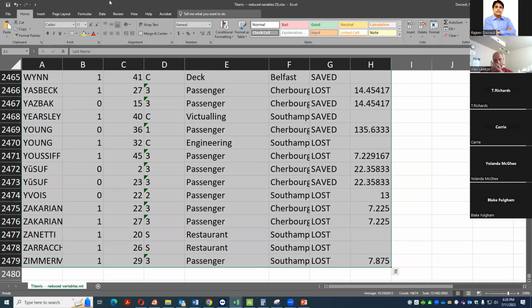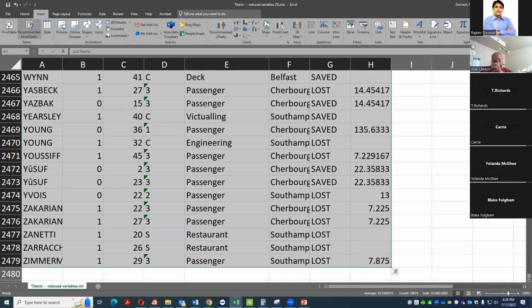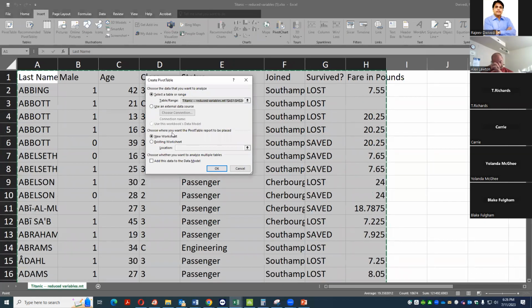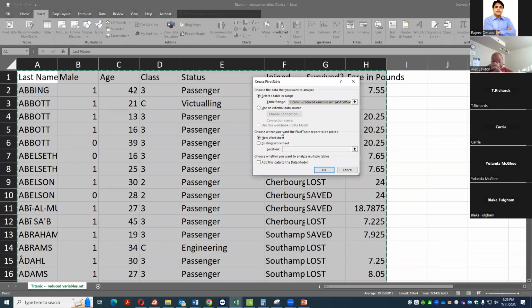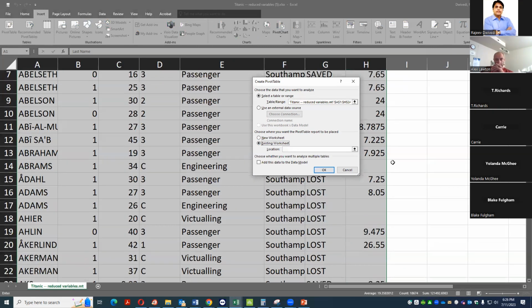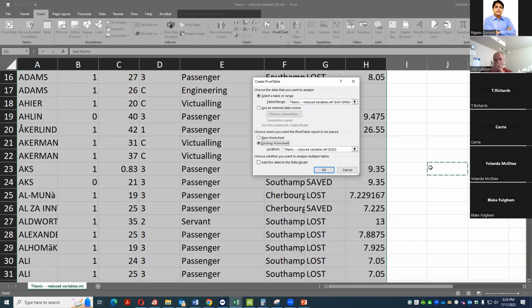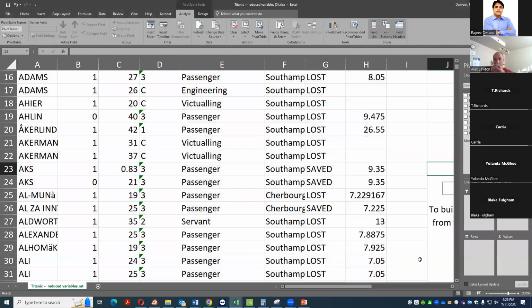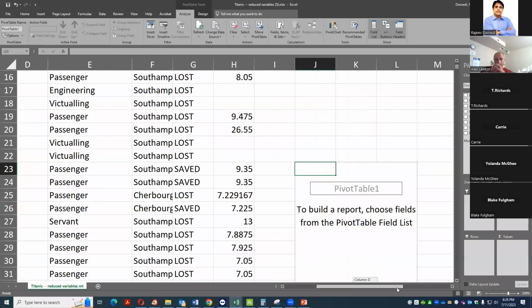Okay, I selected the data, and now I have this option. Here I have pivot table, and then I can select existing worksheet, or I can say new worksheet. So let me use location, right here. So this is my pivot table.